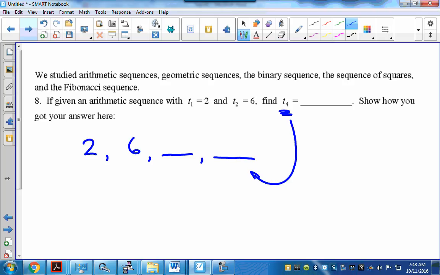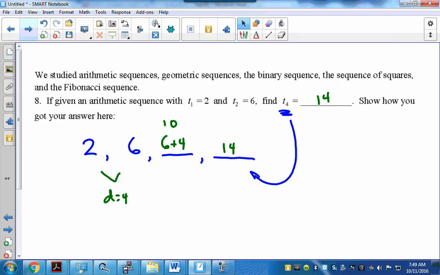So how would I do this? First, I would find the difference. So the difference is 4, and then we know we have to add 4. So this is 6 plus 4, which is 10, and then we have to add 4 to that, which is 14. So 14 is the answer. You're adding 4 each time. Okay, so other than simply 14, I needed to see something that showed how you got it.